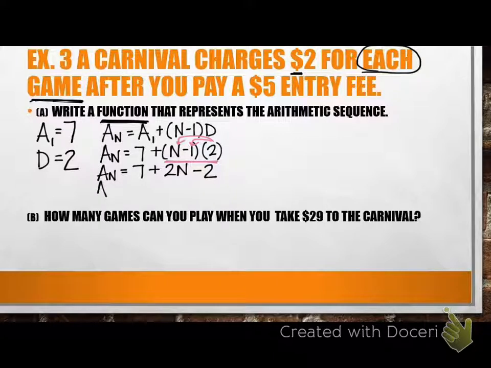All right, so A sub n, what is the very last thing we're supposed to do here? Combine those like terms. What are they? 7 and negative 2. So, Kennedy, what does that give us? A sub n equals? 2n plus 5. Now, do not box that in, though, because it says write a function.